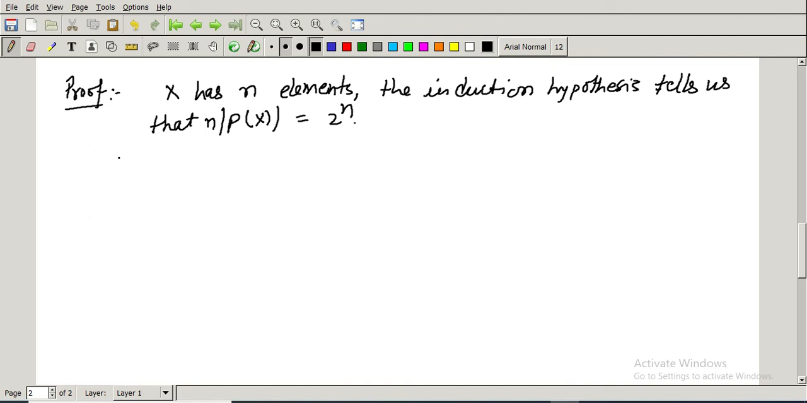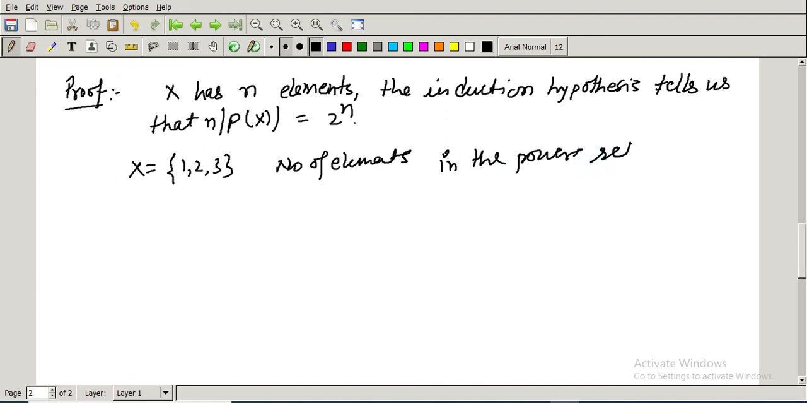So let's say we have already seen that when X is equal to {1, 2, 3}, the number of elements in the power set of X was 2 raised to power 3, which means 8 elements, right? Or you can say that it has 8 subsets.